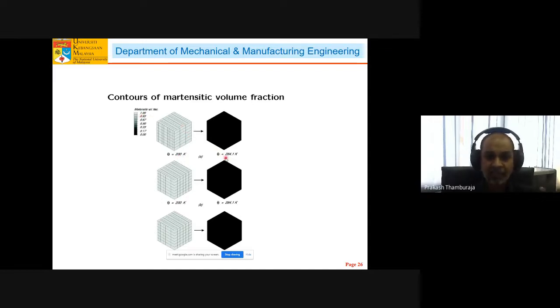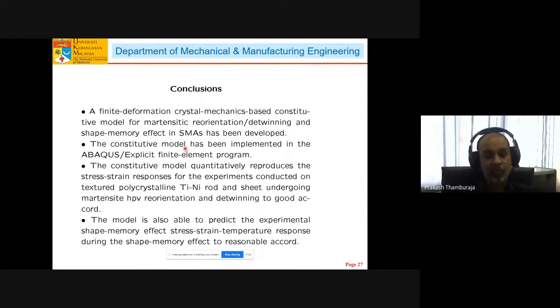So if you increase the temperature to about 285 kelvins, you get a complete reversal of phase from the martensitic phase to the austenitic phase, and that's predicted by the mathematical model. And this is actually what happens in the experiments as well. Our computational simulation is able to predict the experimental effect in quite good accord. So we've come to the conclusion of our presentation.